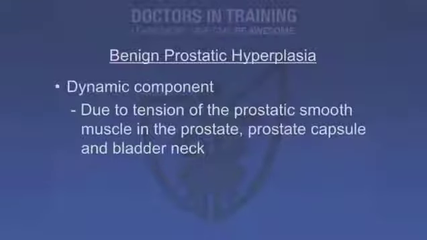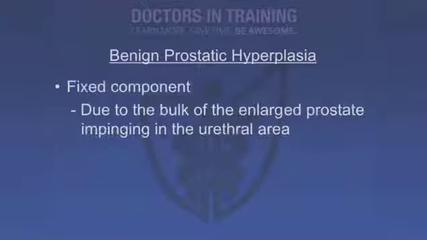Now, there's two major mechanisms by which these urinary symptoms can come about from the enlarged prostate. So you can get a dynamic component, and that's related to the tension of the prostatic smooth muscle in the prostate capsule, and also in the bladder neck. Now, there's also a fixed component, and this is related to the bulk of the enlarged prostate. So it's just a large object impinging on the urethral area.